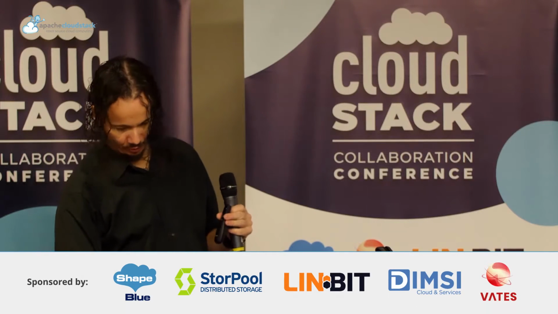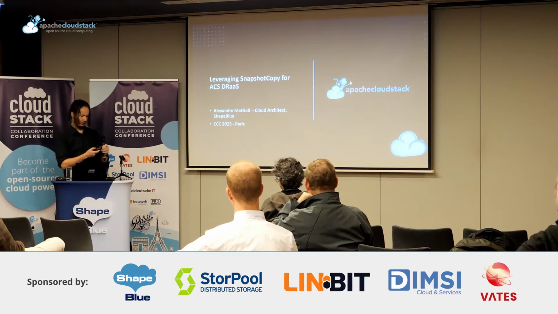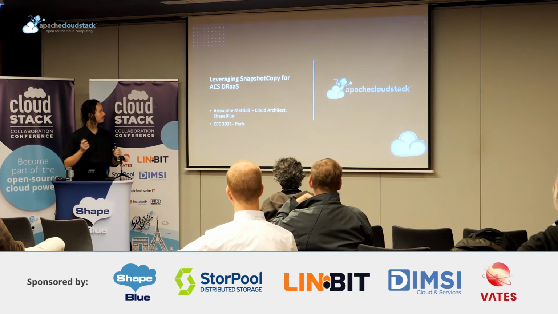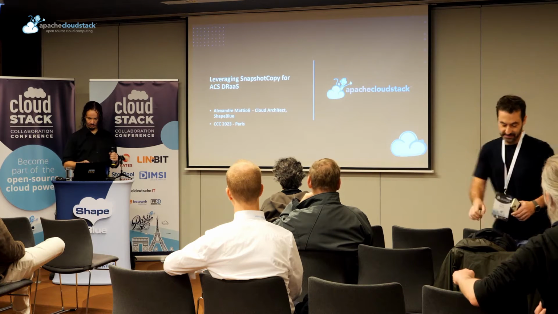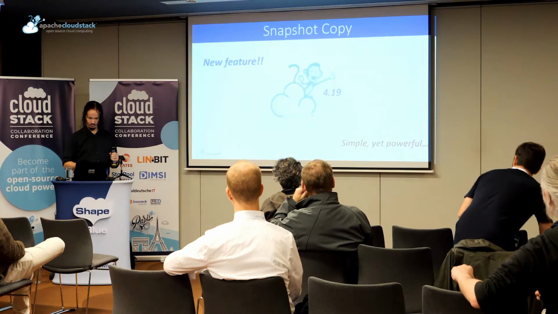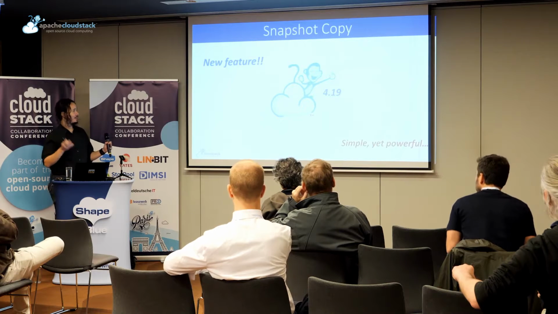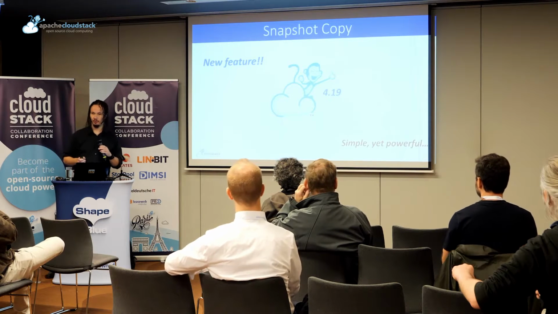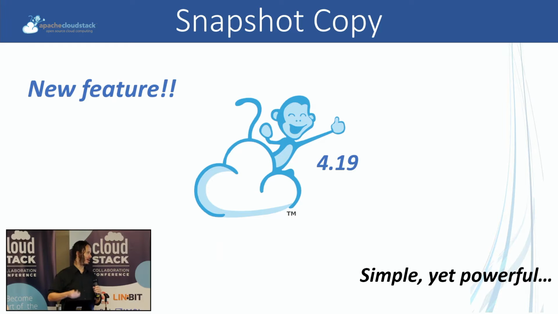So there's a new feature in ACS 4.19, which I always wondered why it wasn't there to begin with, which is snapshot copy. Let's have a quick look at what it is and what we can do with it. It's a new feature that's very simple, but can be very, very powerful, and we'll see why.